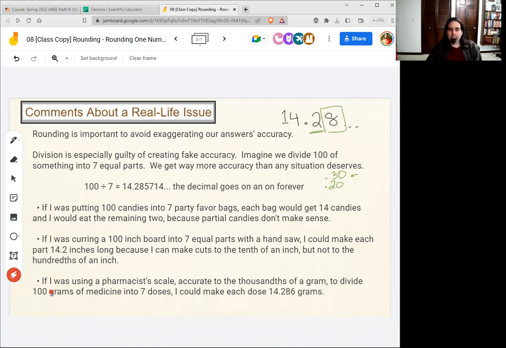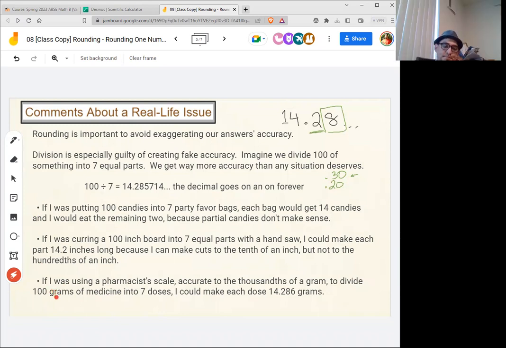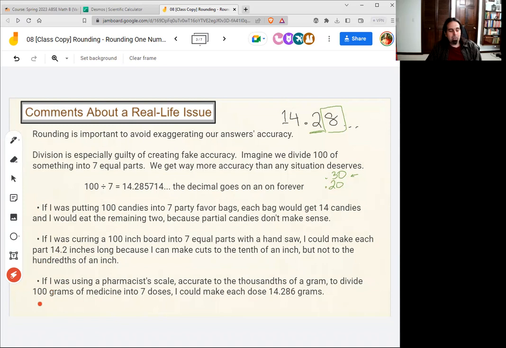Everyone with me so far? Yes. So that's kind of real life, what happens. You look at what's happening in real life. What tools do you have? Is it reasonable to chop things into pieces or not? And then you round appropriately.